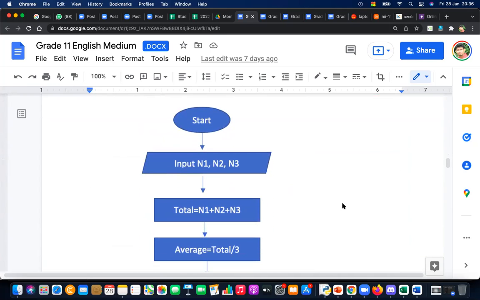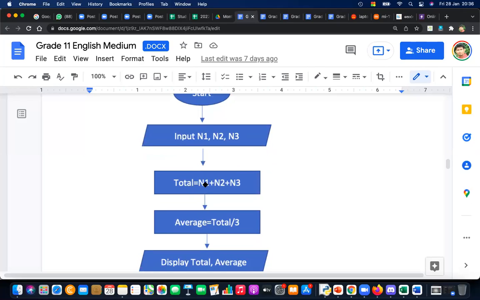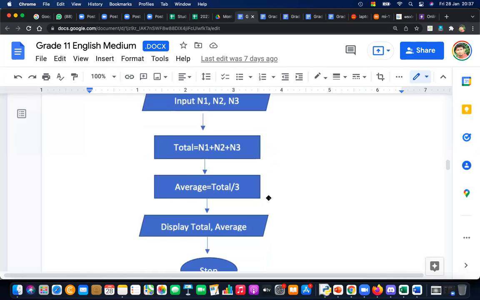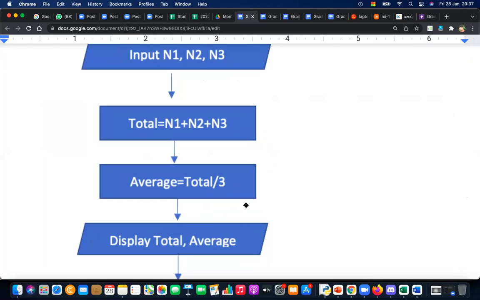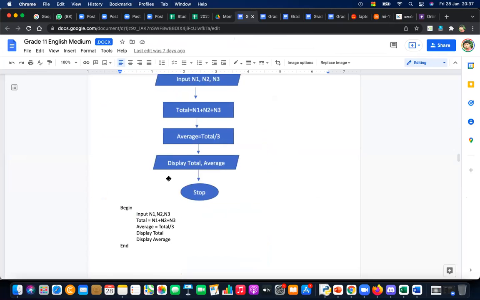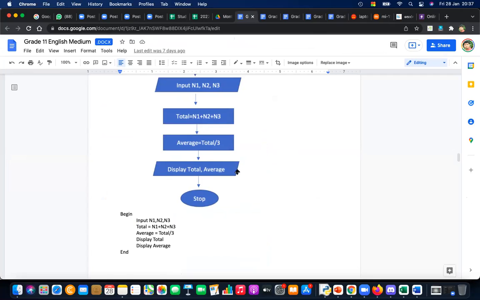Adding 3 numbers, display the total and the average. Start, then input. Input is a parallelogram. Input 3 numbers, number 1, number 2, number 3. Adding those 3 numbers, total equals number 1 plus number 2 plus number 3. Average equals the total divided by 3. Both are processes, so they are inside the square. Then display, that is output. Output the total and the average, and then stop.